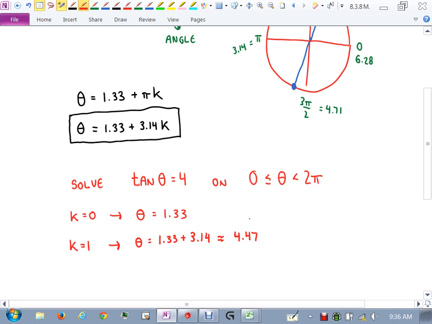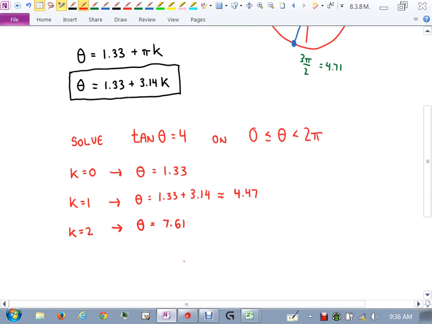And is that inside of this interval? Yes, right? So we have 2 answers so far. How about k is 2? Theta is 7.61? Too big, right? That's too big. So our only 2 answers are theta is 1.33 and theta is 4.47.